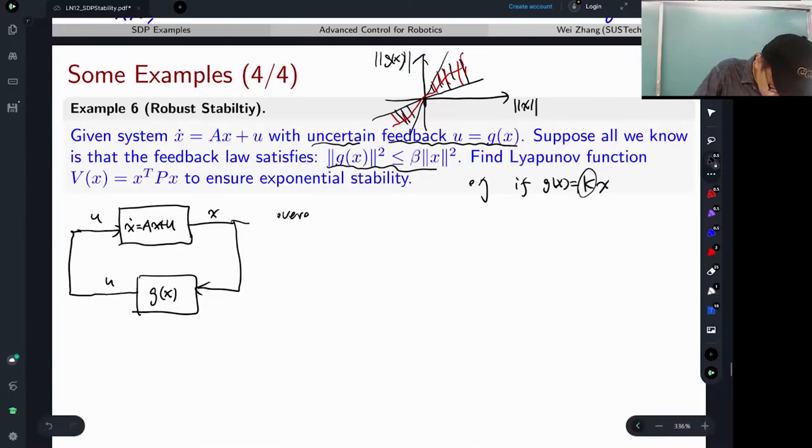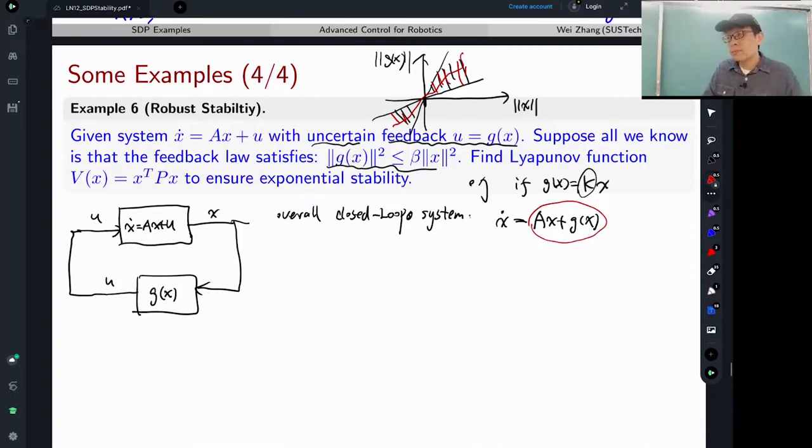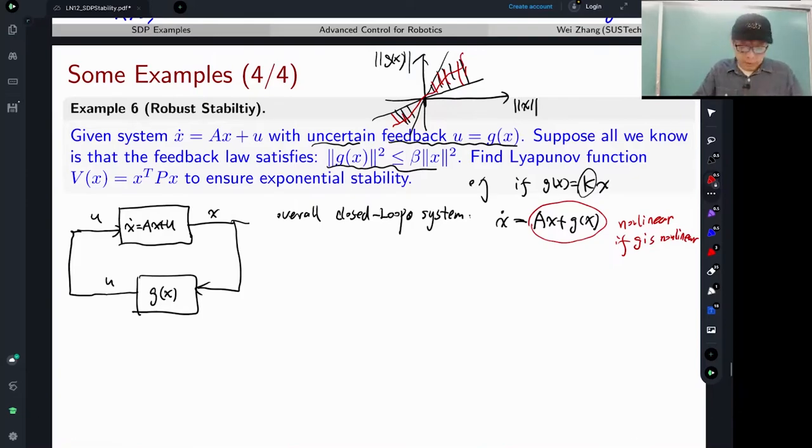So overall, the closed loop system dynamics is X dot equal to AX plus U, which is G of X. This is our vector field. Yaoxing, is this linear or nonlinear? If G of X is KX, it's linear, but in general it's nonlinear, right? Nonlinear if G is nonlinear. It's a nonlinear vector field, and I want to make sure it's robustly stable.